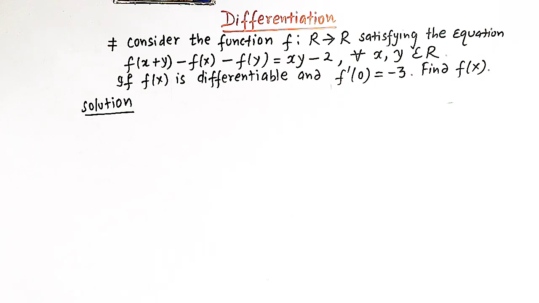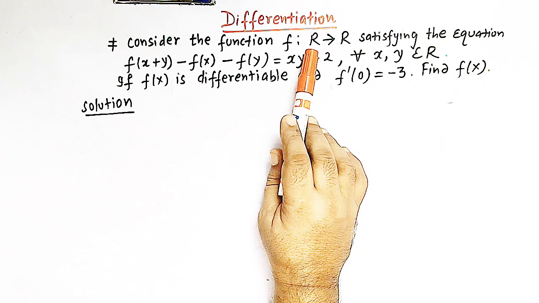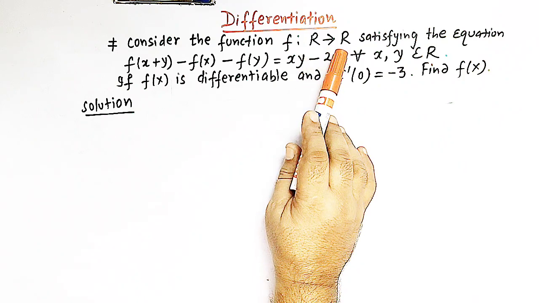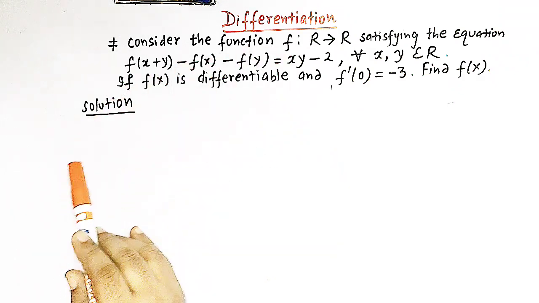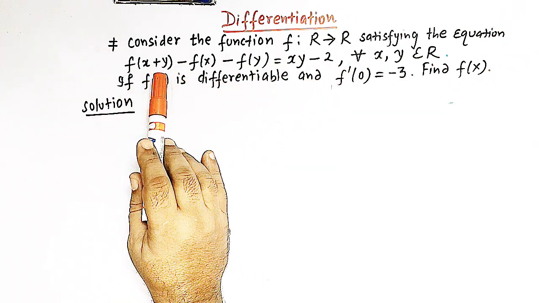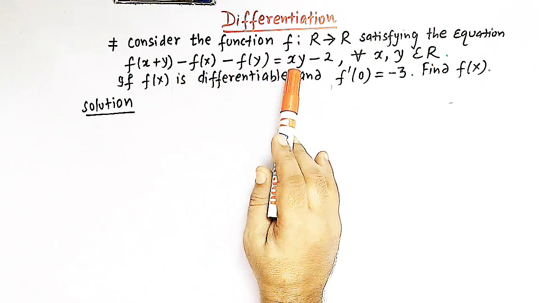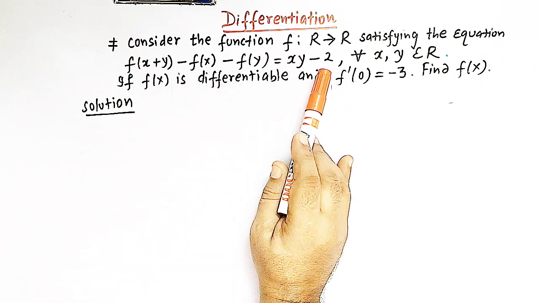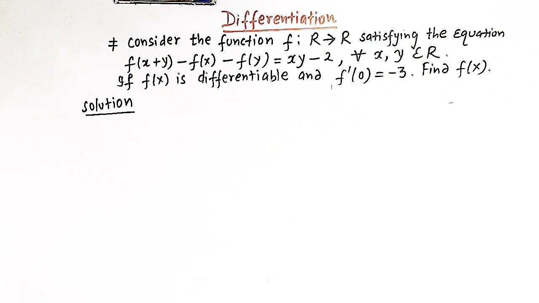help of derivatives, right? So here consider the function f from the set of real numbers to the set of real numbers, R to R, and this function f satisfies this equation: f of x plus y minus f of x minus f of y is equal to xy minus 2, for all values of x and y belonging to the set of real numbers.